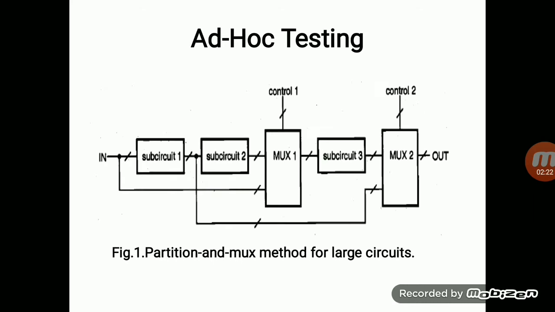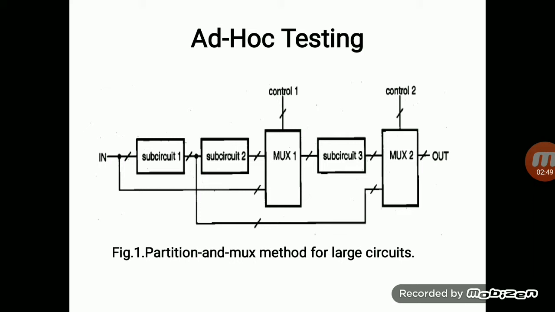Now we can go for the block diagram for ad hoc testing. The block diagram for ad hoc testing is shown in the figure. First, the main design is divided into sub circuits 1, 2, 3, and we use multiplexers for selecting a particular circuit and testing. After testing, we can send the output to the output side. Like that we can go for testing.